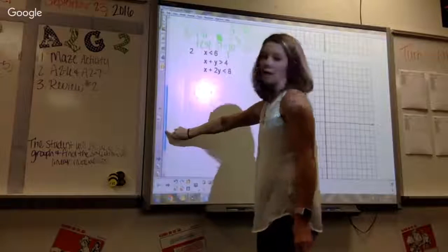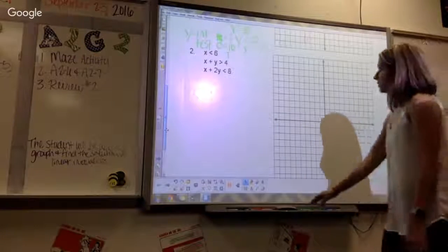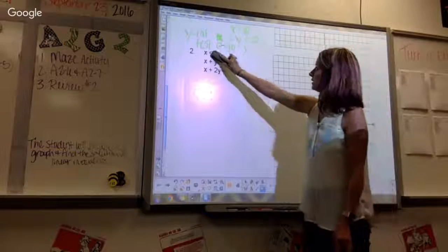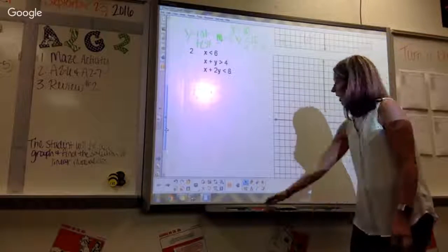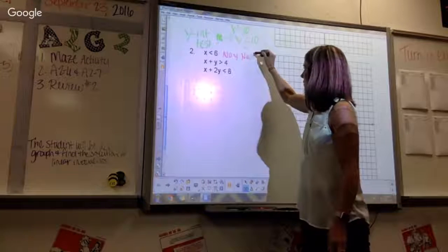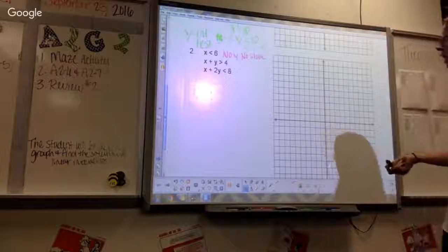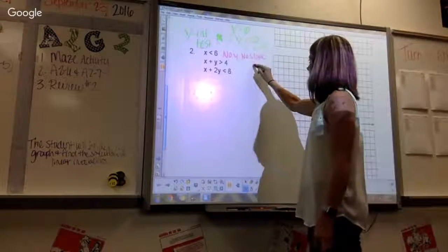Okay, so let's take a look at number 2. Notice that we have 3 inequalities on this one. And notice that the first one, we don't have a y. When there is no y, that means there's no slope. So you won't have a y-intercept, but you will have an x-intercept at 6.